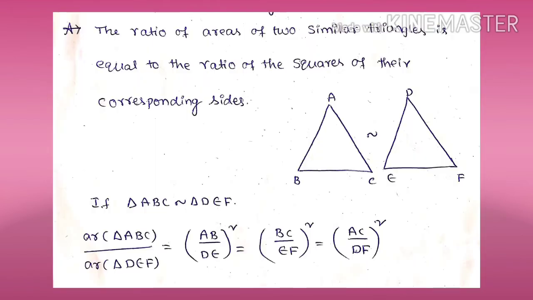Now, the ratio of areas of two similar triangles is equal to the ratio of the squares of their corresponding sides. When triangle ABC is similar to triangle DEF, then area of triangle ABC by area of triangle DEF is equal to AB by DE whole square, or BC by EF whole square, or AC by DF whole square. Okay, let's go for the next slide.